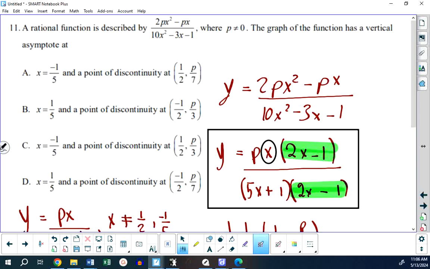The y-intercept, we can go ahead and put 0 in for x. If you put 0 in for x, I'm not going to worry about these. You're going to get 0 over something. The y-intercept is 0. Goes through the origin. The other thing that wasn't asked in question 10 or 11 is, where's the horizontal asymptote?